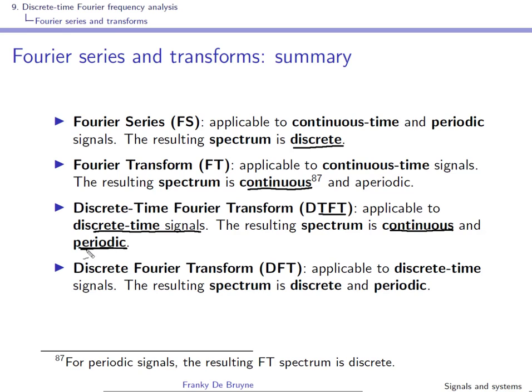This is a result of the sampling theorem, and what we have done next is sample or discretize the variable frequency, and then we obtain the discrete Fourier transform, which is discrete in time and frequency, so the spectrum is discrete and periodic.